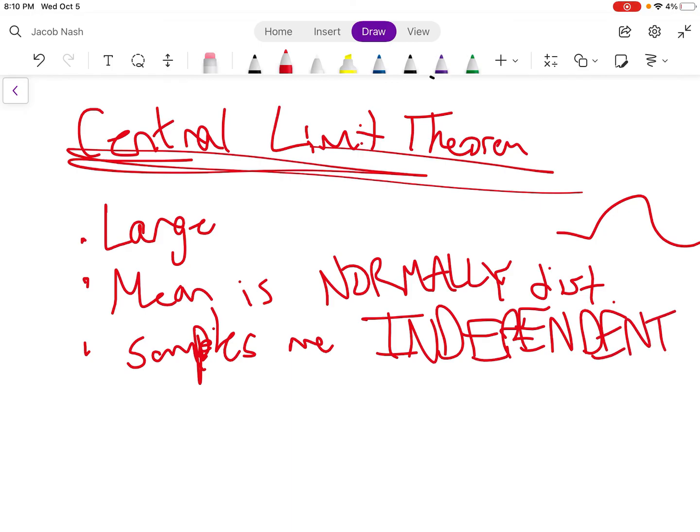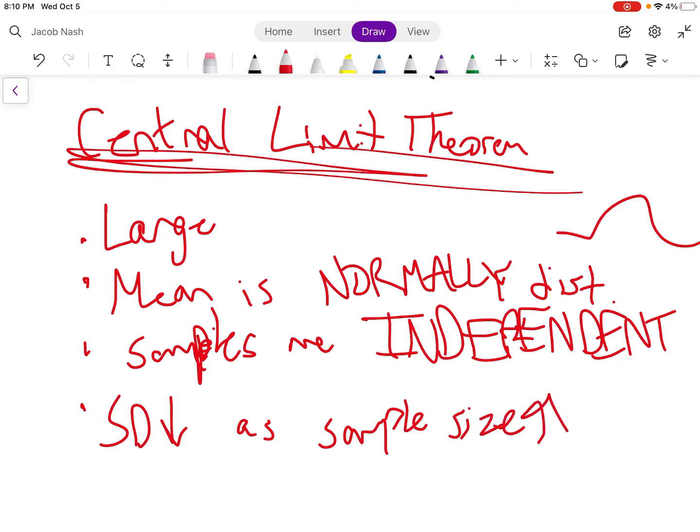Because my hand has to be up when it's normally down when I write. They are independent of each other. The other thing is that the standard deviation goes down as sample size goes up. So as sample size increases, standard deviation goes down. This is the central limit theorem.